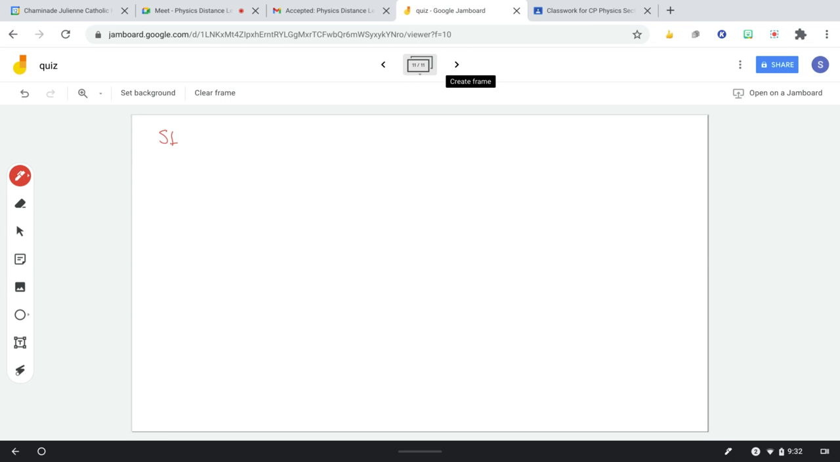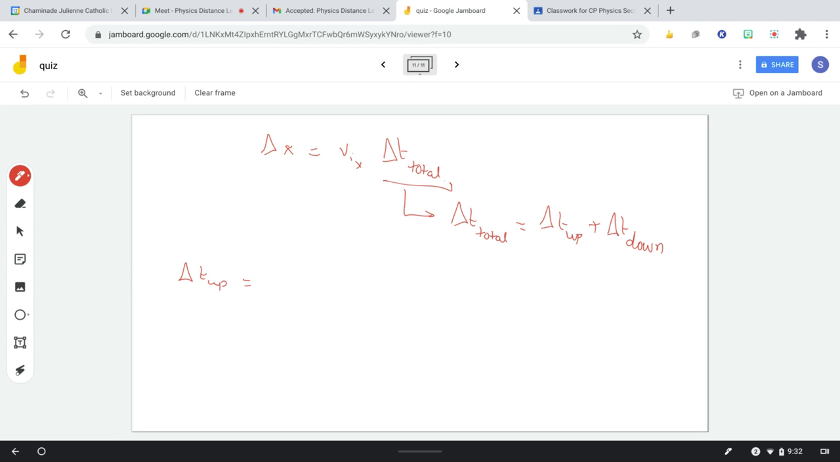And then in order to find the distance, delta x, let's just erase step two for now. Delta x is given by Vix times delta t total. Now, delta t total, if you recall, was a combination of two things: delta t up plus delta t down. Then you could solve for delta t up and delta t down. Let me pull up my formula sheet here. Anyone recall the formula for delta t up?